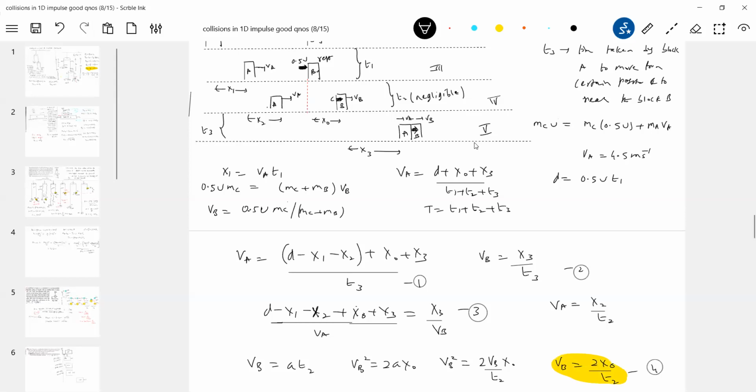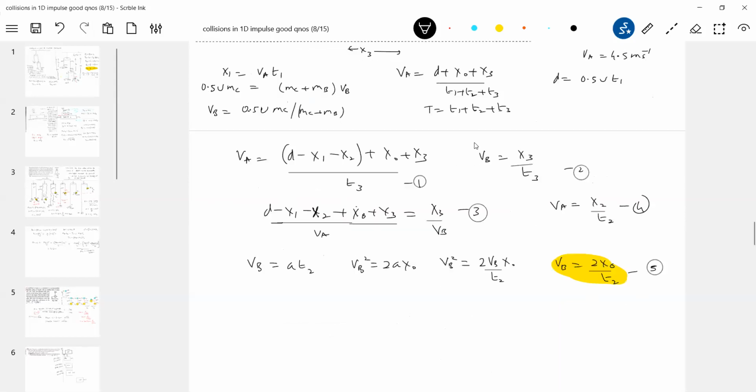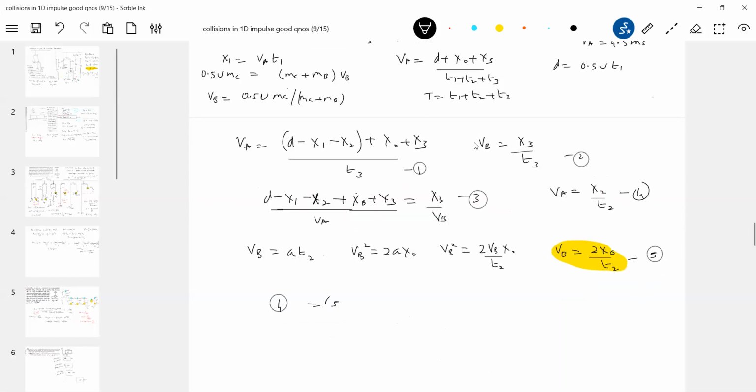And VA I can also write as x2 by T2. So shall I eliminate T2 now from these two? So this is 4, this is 5, equate 4 and 5. Equating 4 and 5, x2 by VA is equal to 2x0 by VB. I know VA and VB, and I'll get a relation between x2 and x0. So here I'll replace x0 in terms of x2. And I already know D.